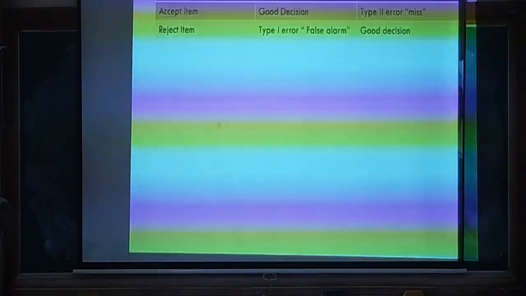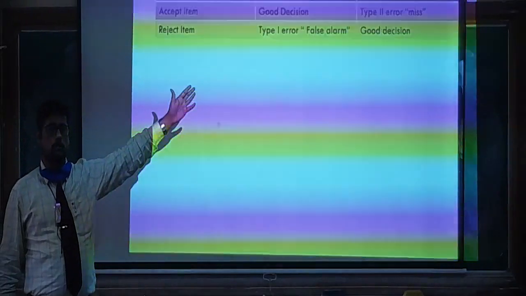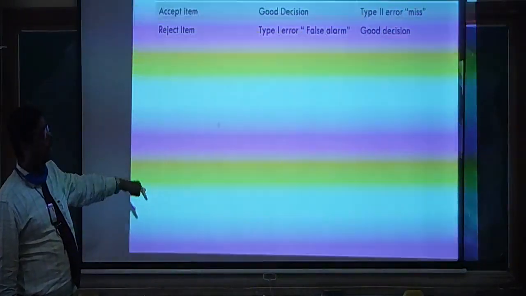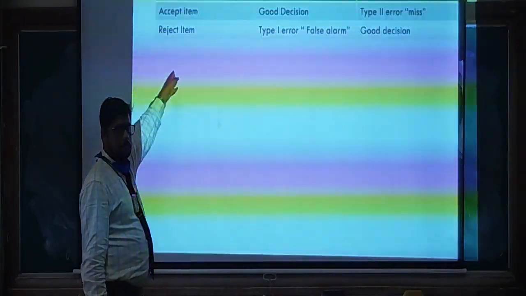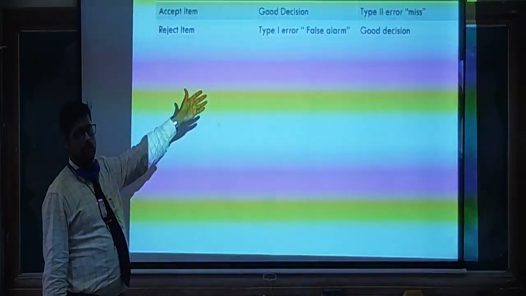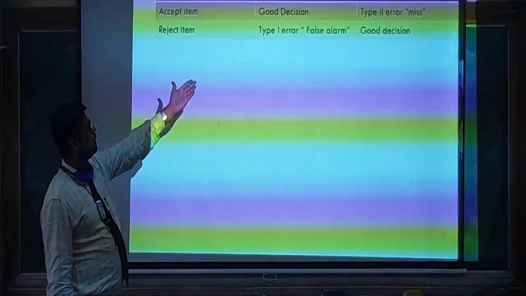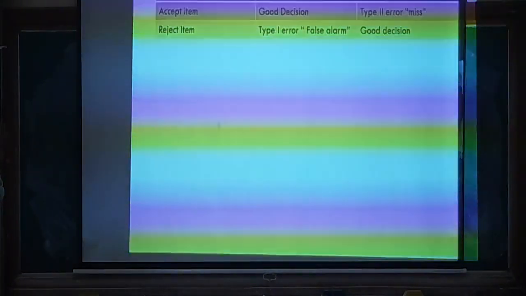So with the help of this particular table, you will come to know about the decision, whether you are accepting the item or whether you are rejecting the item, okay. If you are rejecting a conforming item, then it is a type 1 error, okay. Here, though the part is okay, you are rejecting it. So that is a type 1 error, okay. That is a false alarm. If you are accepting the non-conforming item, then it is a type 2 error, that is a miss, okay. With the help of this particular table, you will come to know about the type 1 and type 2 errors.